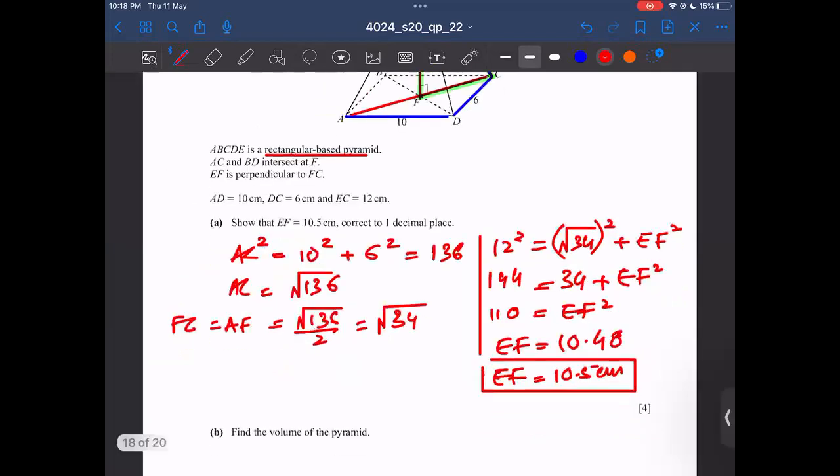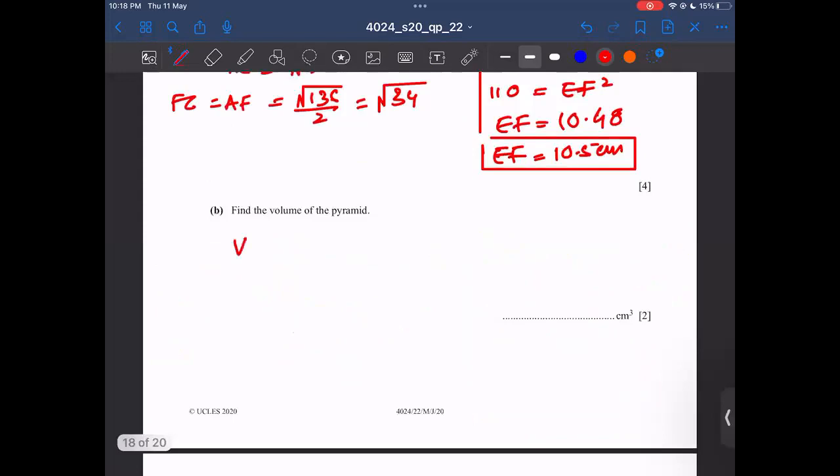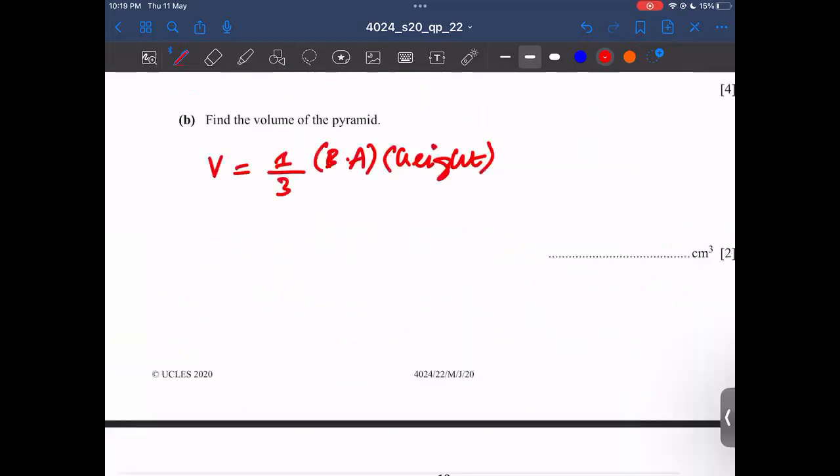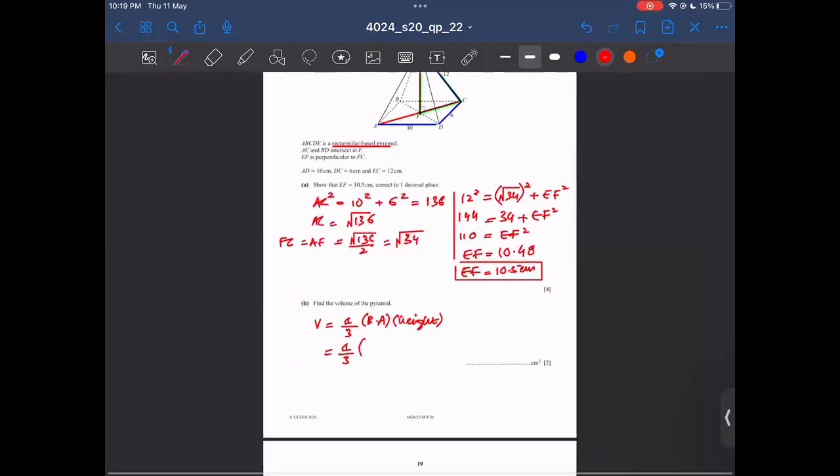Find the volume of the pyramid. The volume of the pyramid is basically 1/3 base area into height. This is the formula that is written in the question as well. Now 1/3 base area. What is the base area? Rectangle area, 10 into 6. Rectangle is the base. Height is 10.5 that you just calculated. Now put in these values.